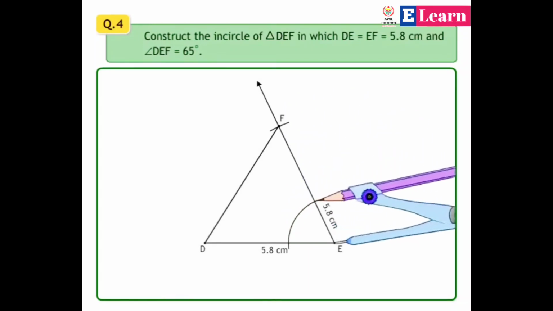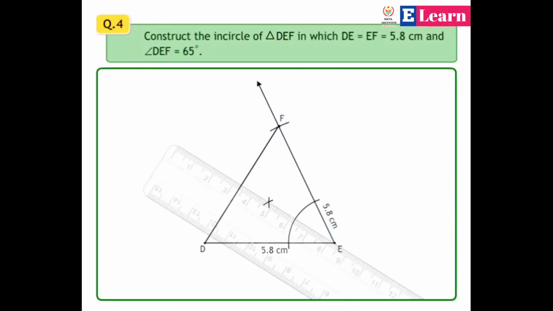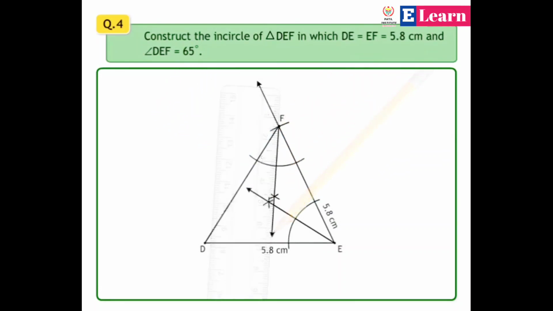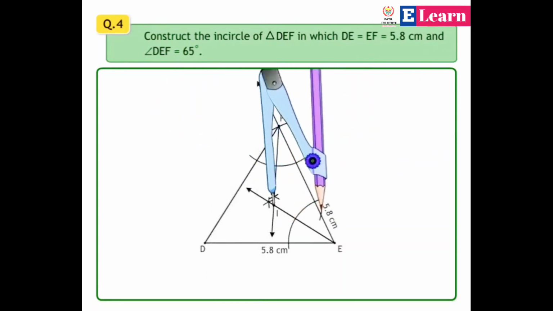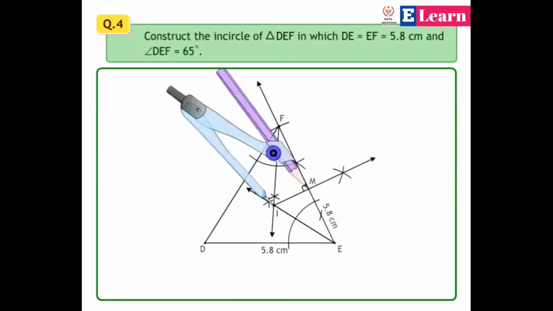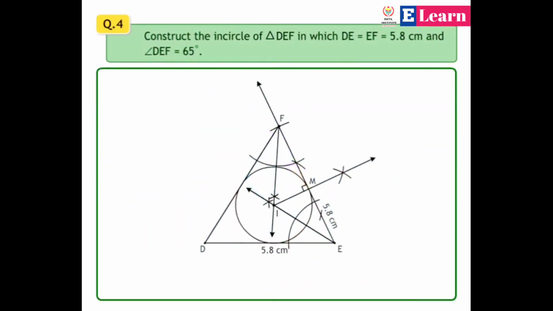Now, draw the angle bisectors of angle E and angle F. Let these bisectors intersect at point I. Now draw a perpendicular from point I on the side EF. Point M is said to be the foot of perpendicular. Now draw a circle with the radius MI and center at I.